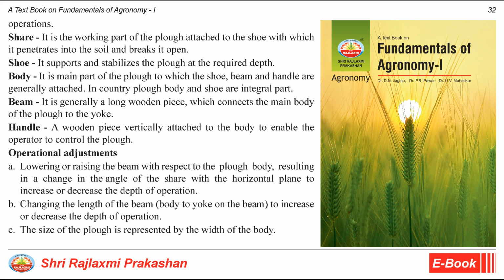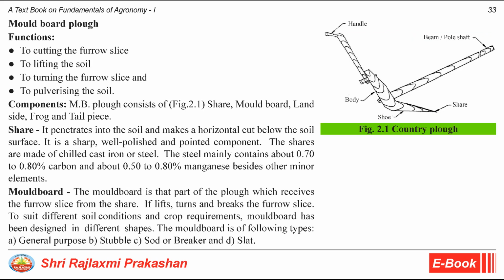Point B. Changing the length of the beam, body to yoke on the beam, to increase or decrease the depth of operation. Point C. The size of the plow is represented by the width of the body. Mold board plow. Functions: cutting the furrow slice, lifting the soil, turning the furrow slice, and pulverizing the soil. Components. The MB plow consists of, Figure 2.2, share, mold board, land side, frog and tail piece.